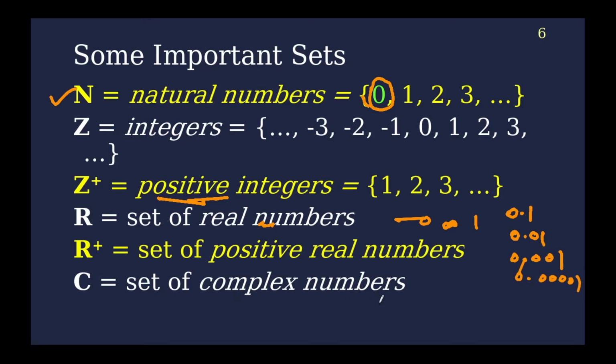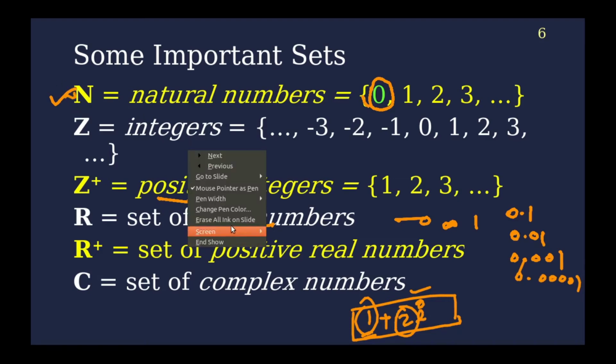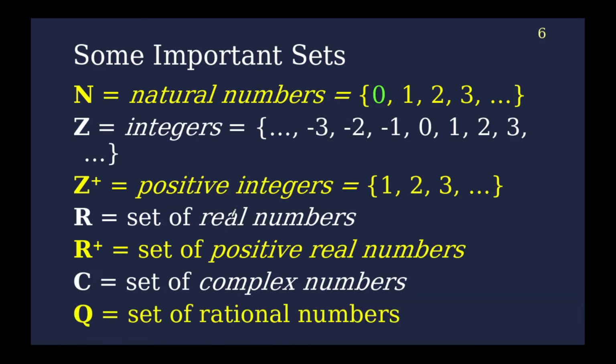And last is set of complex numbers. Complex numbers are represented as the real part and the imaginary part. So 2i is one of the examples of a complex number. Complex numbers have two parts. One is a real part, and this is an imaginary part. This is also an infinite set. So these are some of the important sets whose reference will be required in discrete mathematics. So remember all these important sets.